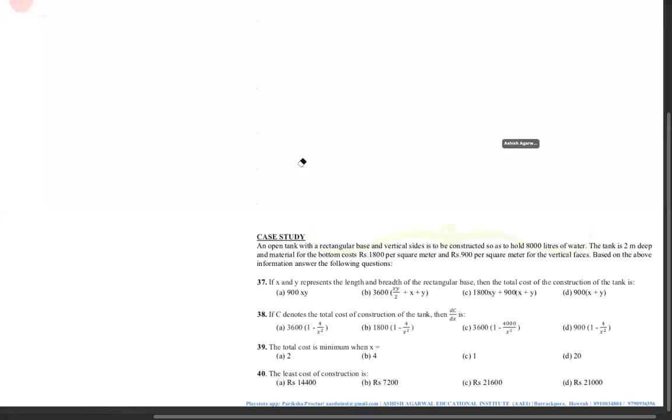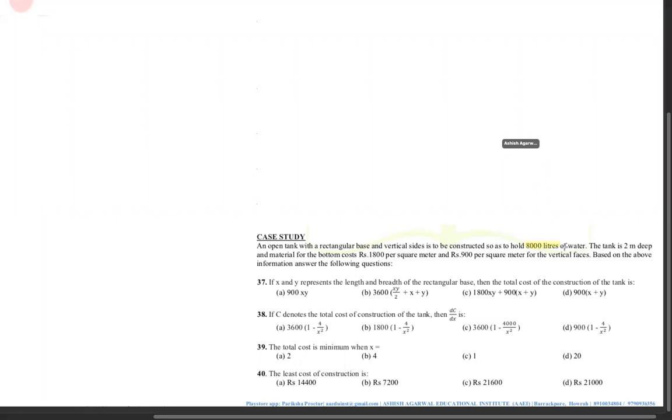It was not a very difficult one, but still certain twist has to be discussed in this question. So let me start with the same. So first of all, we'll take the question. The question says an open tank with a rectangular base and vertical sides is to be constructed so as to hold 8,000 liters of water.